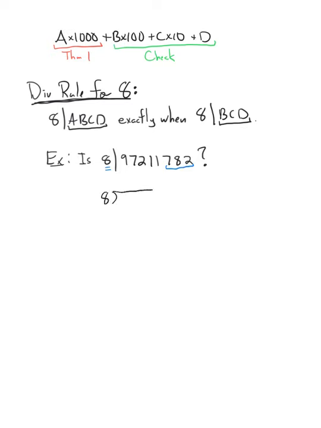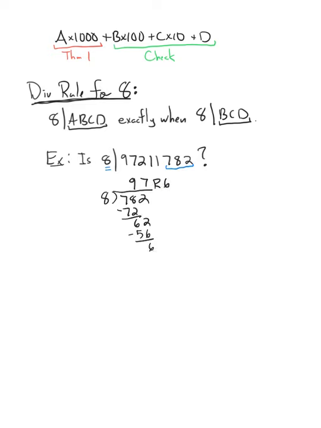Is 8 a factor of 782? If we get no remainder when we do long division, then we're good to go. 8 times 9 is 72. We subtract, we get 6. 8 goes into 62 7 times. We subtract. We have a remainder of 6.